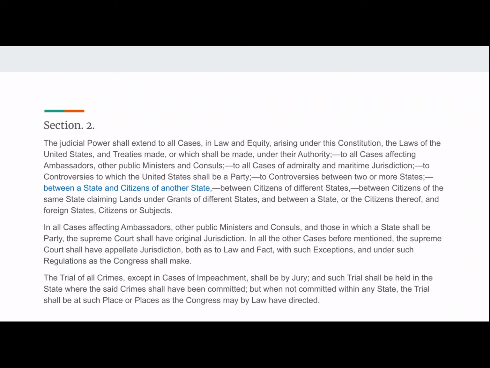between citizens of the same state claiming lands under grants of different states, and between a state or the citizens thereof and foreign states, citizens and subjects. In all cases affecting ambassadors, other public ministers and consuls, and those in which a state shall be party, the Supreme Court shall have original jurisdiction. In all other cases before mentioned, the Supreme Court shall have appellate jurisdiction, both as to law and fact, with such exceptions and under such regulations as the Congress shall make.